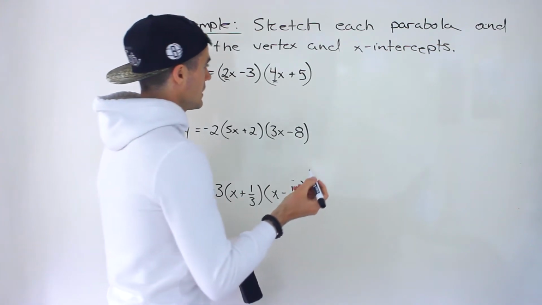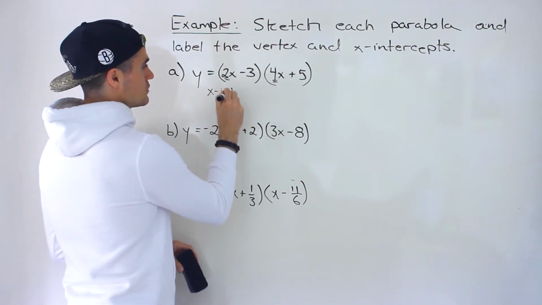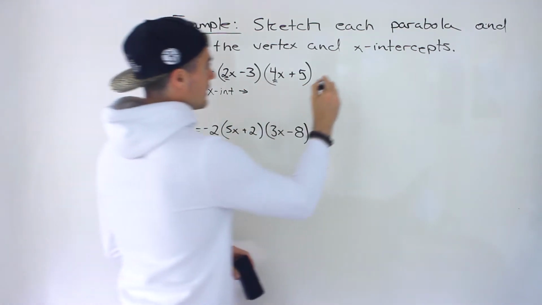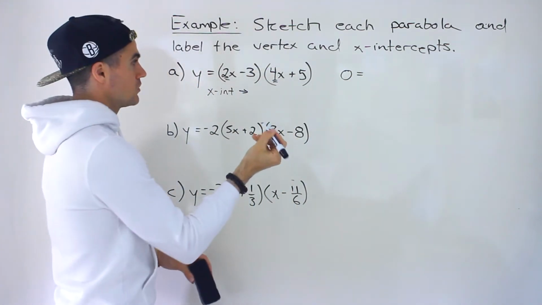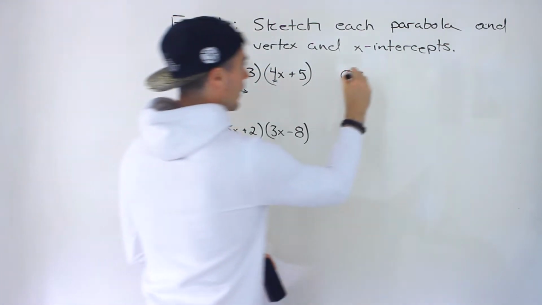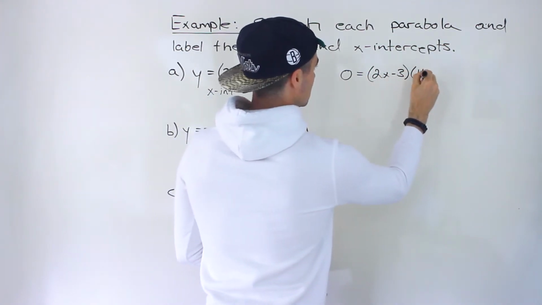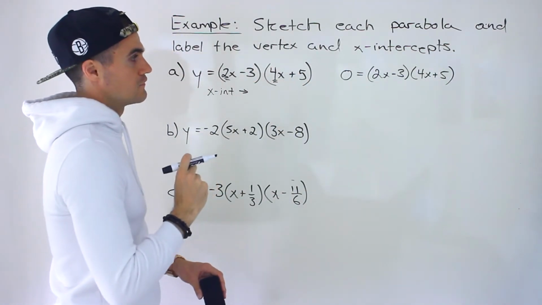So the first thing is let's find what the x-intercepts are going to be. And how we do that algebraically is we let y equal 0. So we plug in 0 for y, and then we have to solve for the x values that are going to give us a y value of 0.